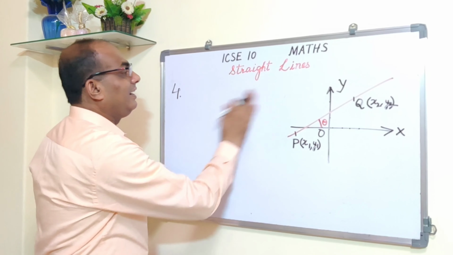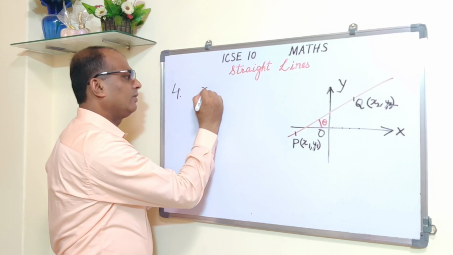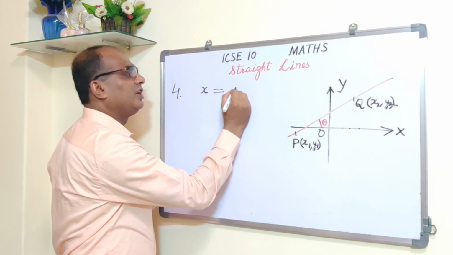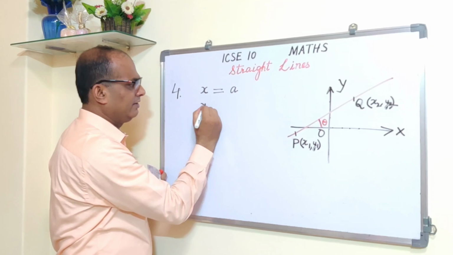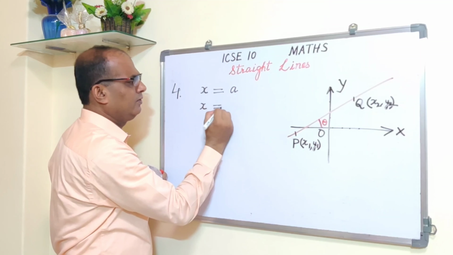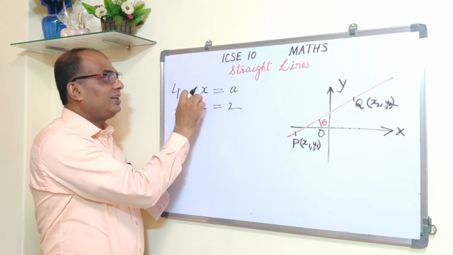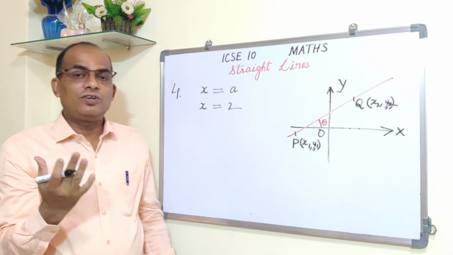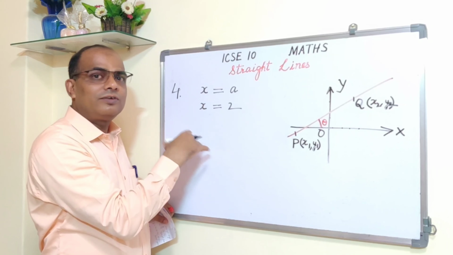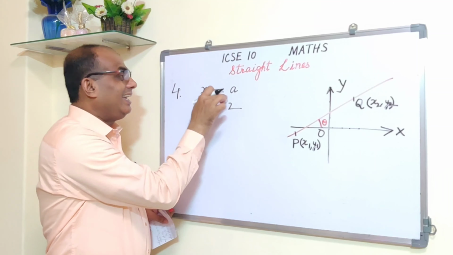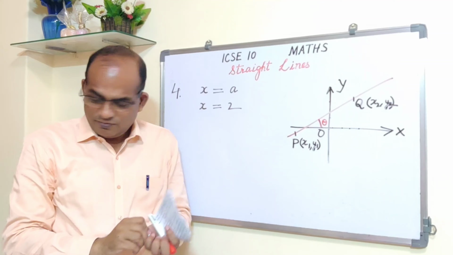Now, any line, if given in this form, suppose x is equal to a in general. In particular, suppose x is equal to 4, x equal to 3, x equal to 2. This is the general form, x is equal to a. Which type of equation is this? In particular, x equal to 2, x is equal to minus 2, x is equal to 3. First let me tell you about x is equal to 2. So x is equal to 2 is the equation of a line.